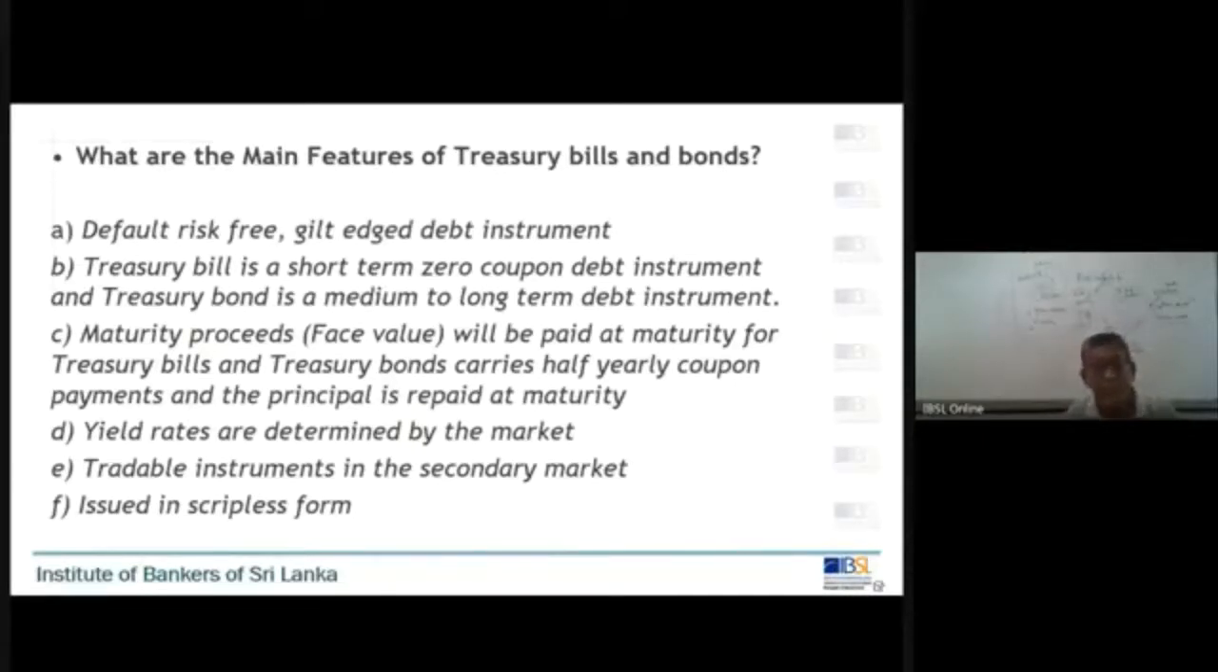A treasury bill is a short-term zero coupon debt instrument. I will tell you what zero coupon means. A treasury bond is a medium to long-term debt instrument. Treasury bills are short-term. And remember, it is a tradable instrument; you can make use of it as collateral. Those are some of the treasury bill characteristics.